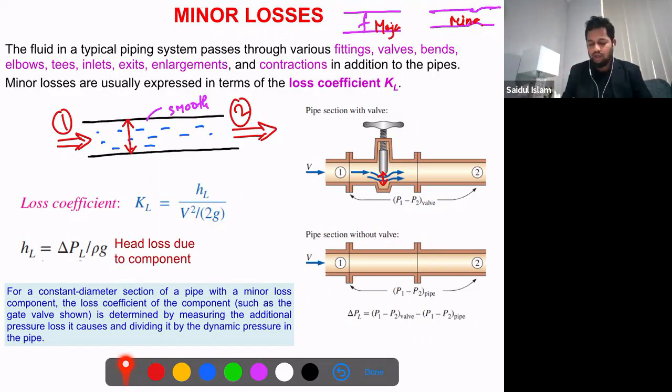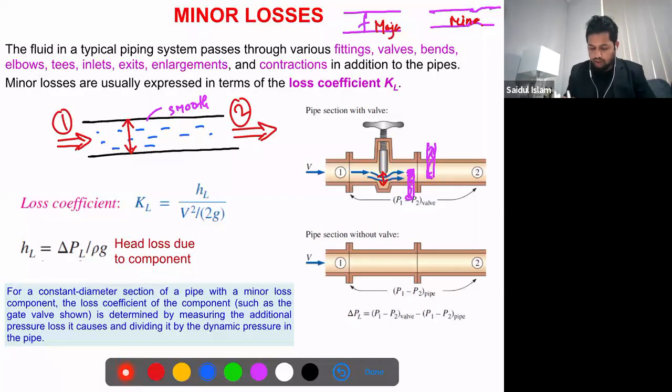if you have a couple of these inserts in a very short distance, let's say this is the valve. Now you have another valve here. So this is another valve. You have one more valve here. So if you have multiple components at a very close distance, then this minor loss could be higher or more significant than the major loss.